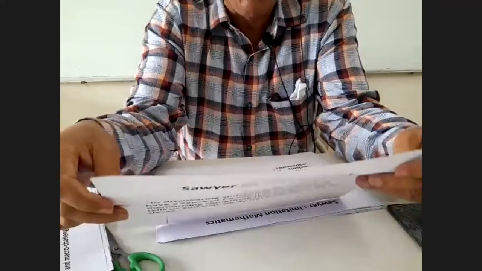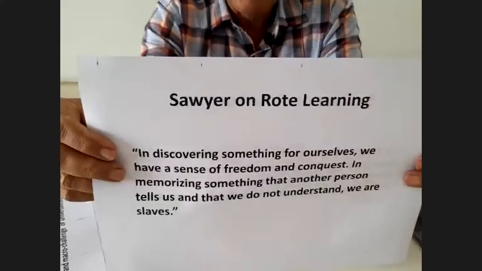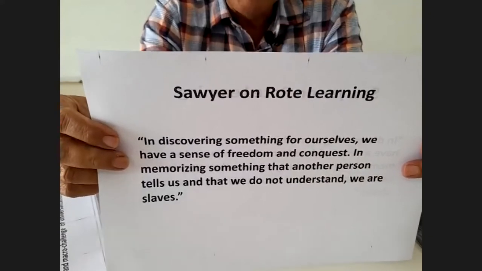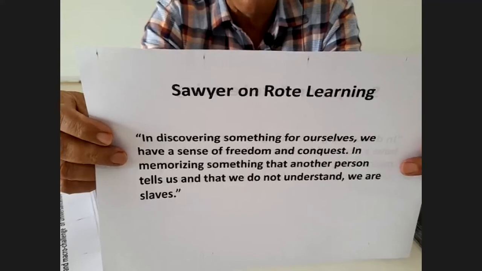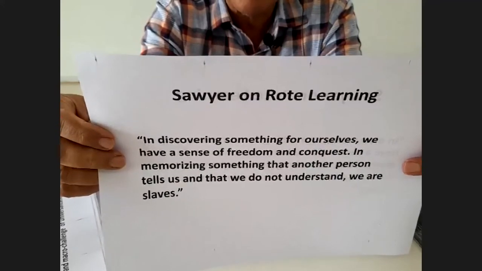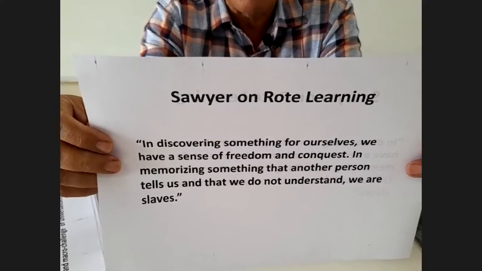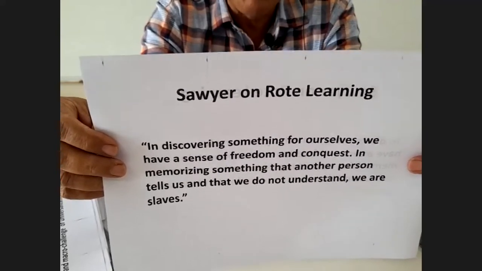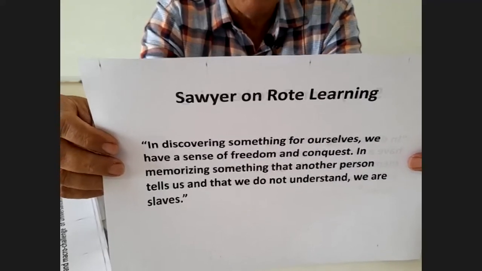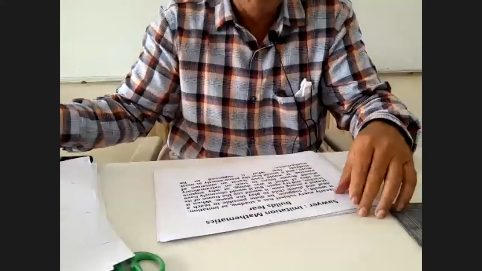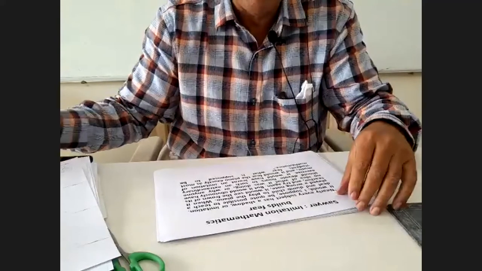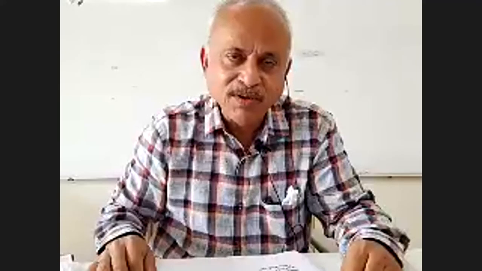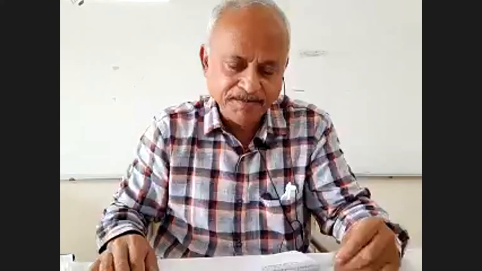This is what Sawyer says about rote learning. In discovering something for ourselves, we have a sense of freedom and conquest. In memorizing something that another person tells us and that we do not understand, we are slaves. In a way, teaching by rote learning is making slaves of the learners. And nobody likes to be a slave. That's why soon children start resisting, start avoiding. Sawyer talks about imitation mathematics, which builds fear.